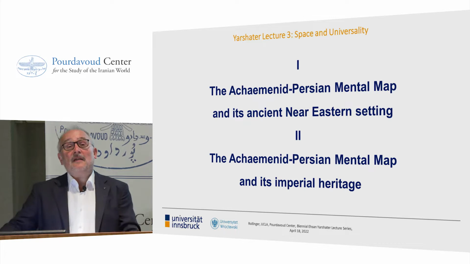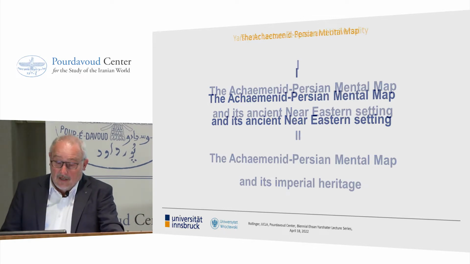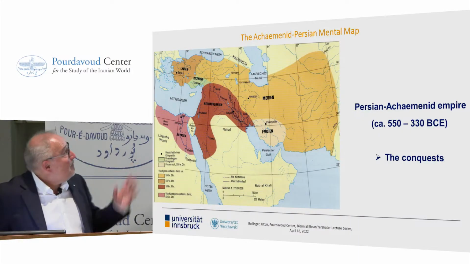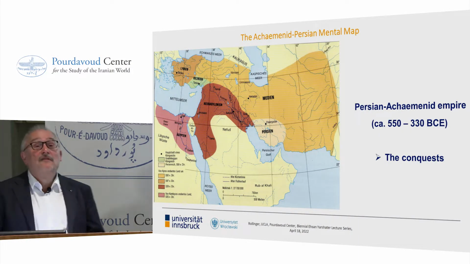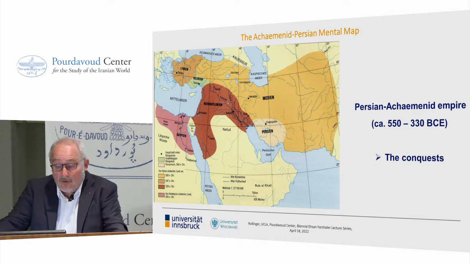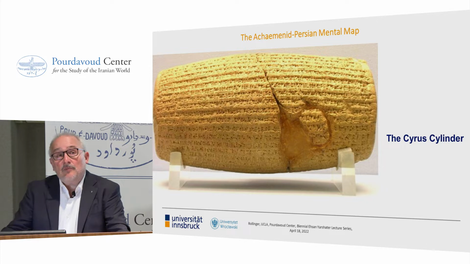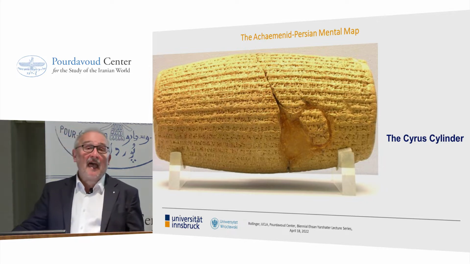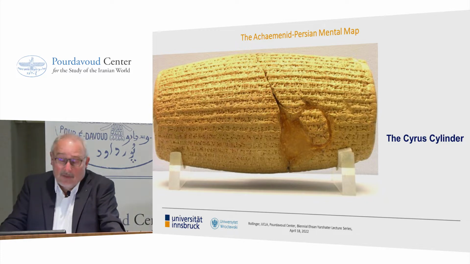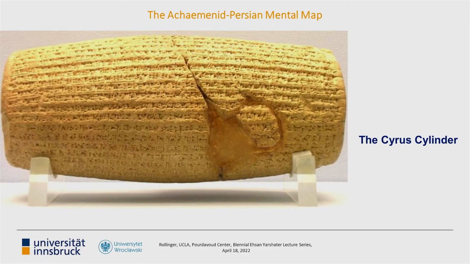So let's start with the first part of my talk and immediately moving into the topic by dealing with the conquests of Cyrus the Great. Here you can see a map of his conquests, including the conquest of Cambyses, who took Egypt, as all of you know. One of the most important sources we have for this early stage of Persian imperial self-representation is the so-called Cyrus cylinder in the British Museum.